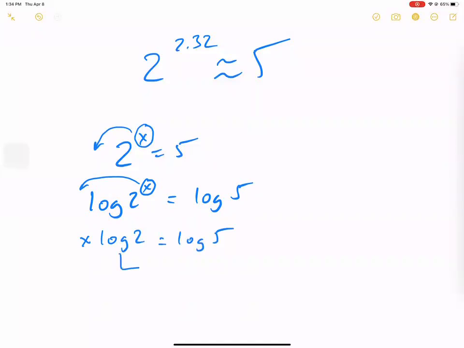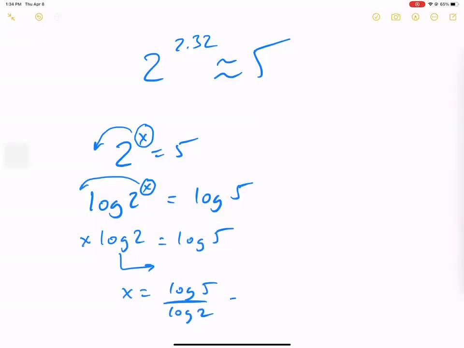Now, our last step is we're going to move the log over through division. X is equal to log 5 over log 2. Now you guys have to practice this a couple times yourself to make sure it makes sense and it clicks. This process is something I'm going to repeat all the way to calculus. The idea is I need to solve for the exponent, and to do that I need to log both sides.